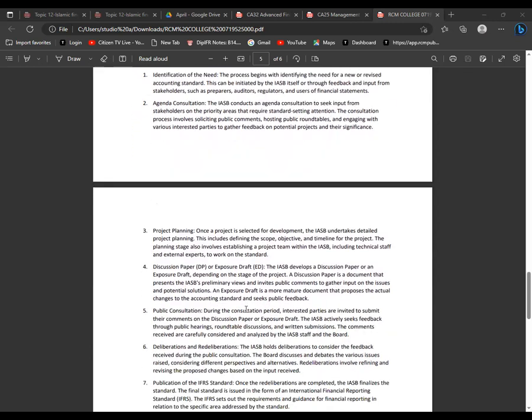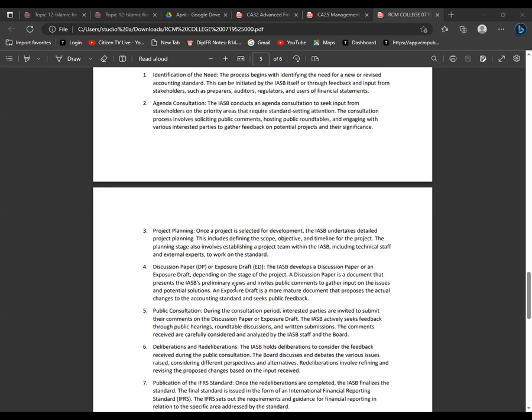Once a project is selected for development, the ISB undertakes detailed project planning. This includes defining the scope, objective, and the timeline for the project. The planning stage also involves establishing a project team. Who is going to be the team leader? Who will be sitting on this particular project team within the ISB, including technical staff and external experts to work on the standard? Now, ladies and gentlemen, the very first thing this team will do is to produce what we call a detailed discussion paper, a DP, discussion paper, or exposure draft.